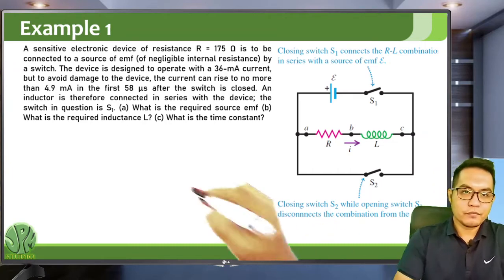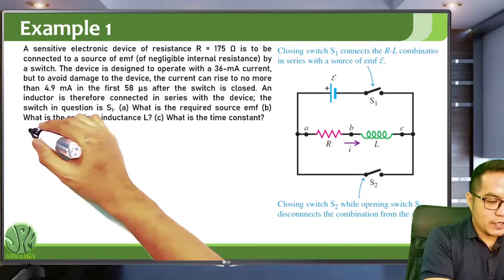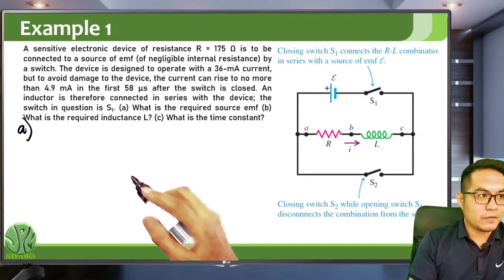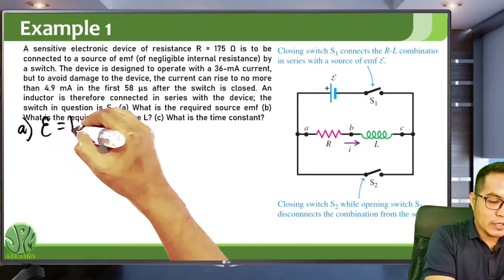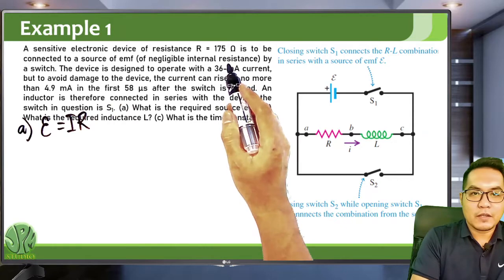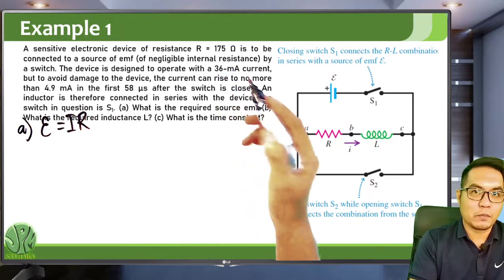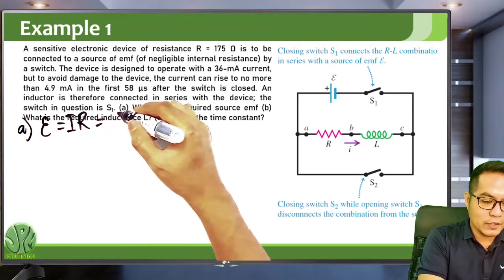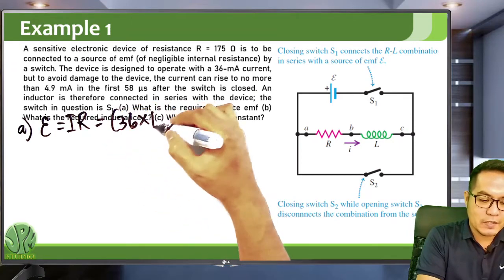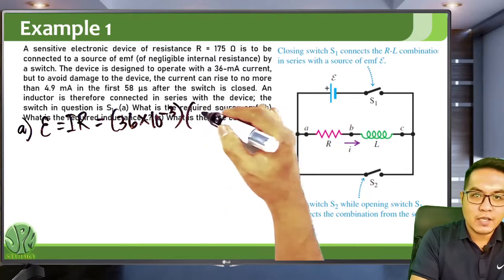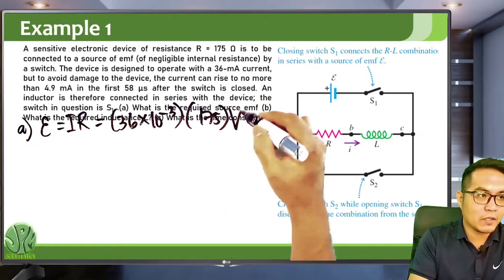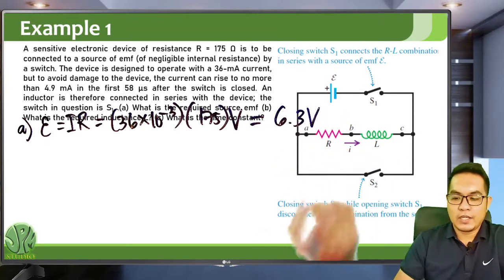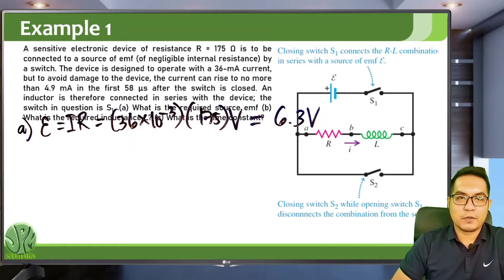Okay. So for letter A, the required source EMF is just I times R. The 36 milliampere current here is assumed to be the final value of the current. So you will have 36 times 10 to the negative 3 amperes. Resistance is 175 ohms, so the final unit is volts. And you will get 6.3 volts. So this should be the EMF, 6.3 volts.